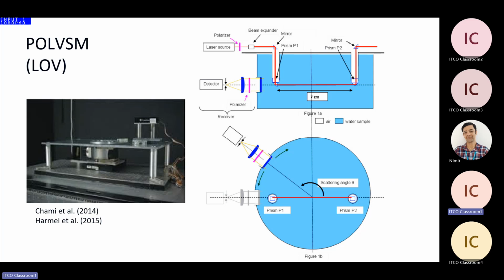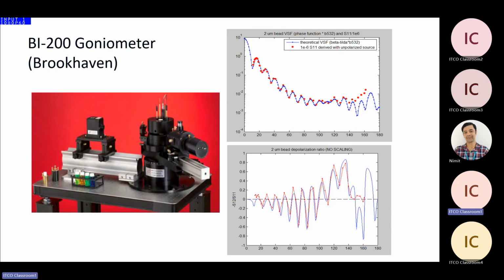This is the PolVSM that was developed at Villefranche. Malik Chami was the PI, but I know David Antoine was intimately involved with this sensor as well. This is kind of what I was talking about, extreme measures to avoid any reflections within the sample, where your source beam runs through the container holding the sample to another prism over here that takes it entirely out of the sample. And then there's the detector that rotates around the sample to measure the VSF, and it's supposed to minimize the reflections within the container.